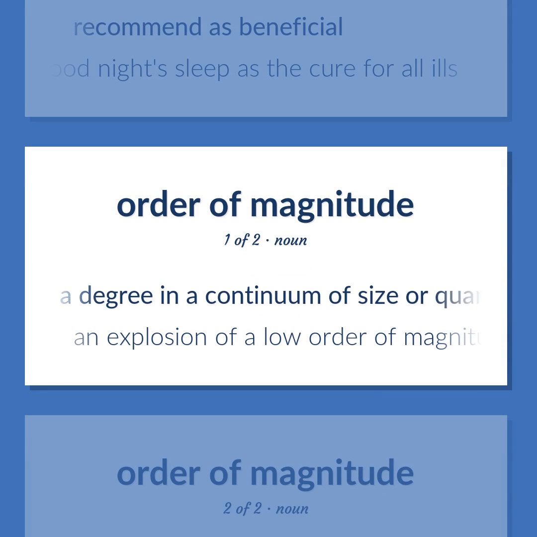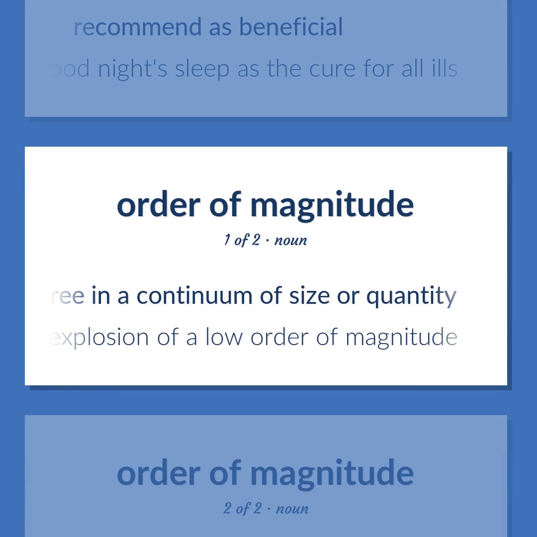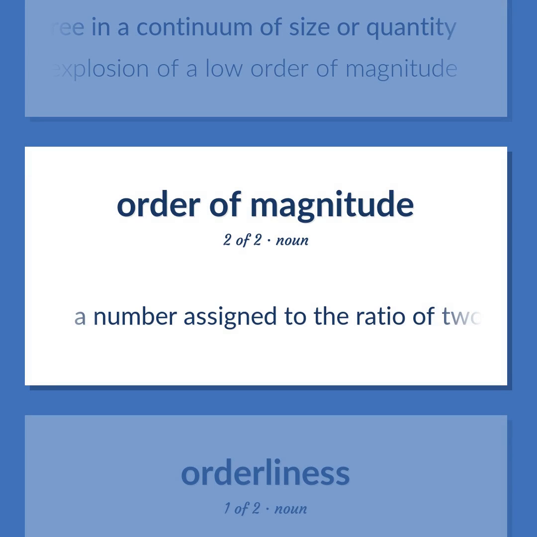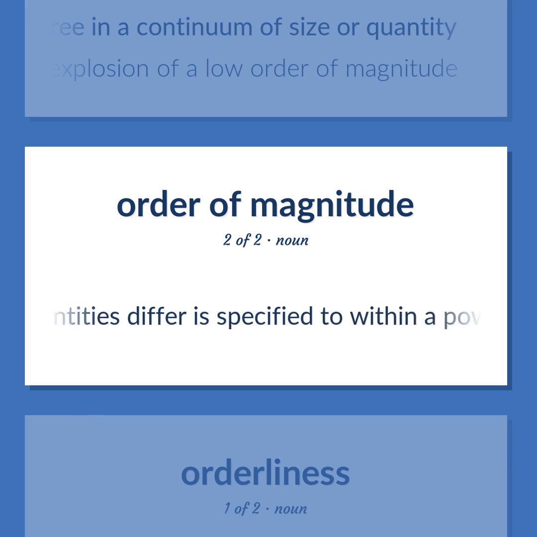A degree in a continuum of size or quantity. An explosion of a low order of magnitude. A number assigned to the ratio of two quantities. Two quantities are of the same order of magnitude if one is less than 10 times as large as the other. The number of magnitudes that the quantities differ is specified to within a power of 10.